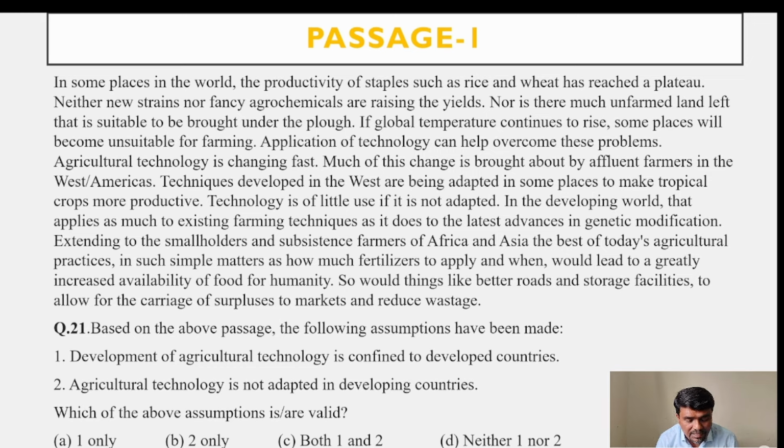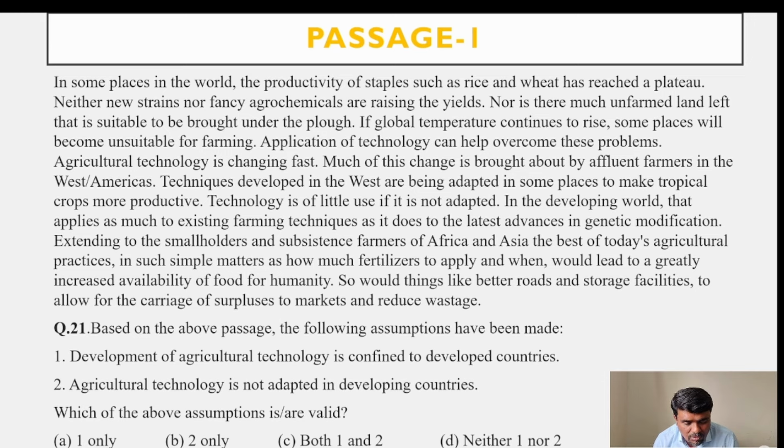Agricultural technology is changing fast. Much of this change is brought about by affluent farmers in the West or Americas. Techniques developed in the West are being adapted in some places to make tropical crops more productive. Technology is of little use if it is not adapted. In the developing world, that applies as much to existing farming techniques as it does to the latest advances in genetic modification. Extending to the smallholders and subsistence farmers of Africa and Asia the best of today's agricultural practices, in such simple matters as how much fertilizer to apply and when, would lead to a greatly increased availability of food for humanity. So would things like better roads and storage facilities to allow for the carriage of surpluses to markets and reduce wastage.